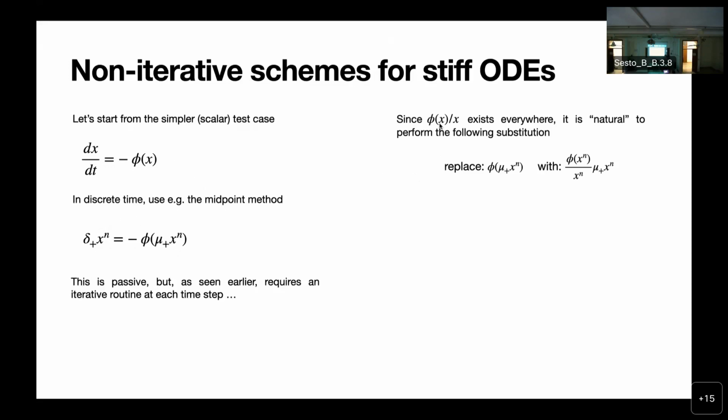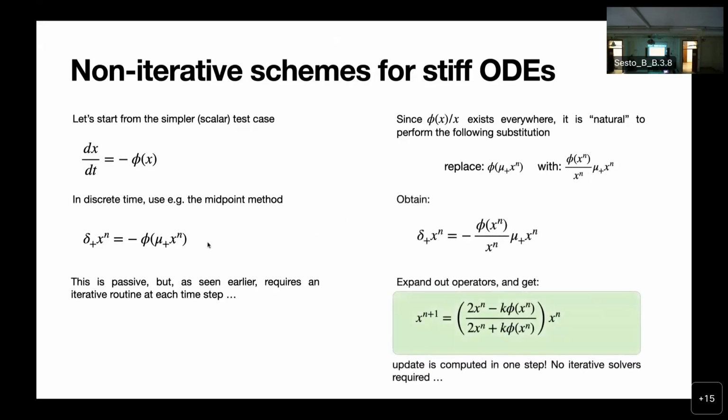Since phi divided by x exists, it is somehow natural to replace phi of mu plus xn with phi divided by x times mu plus x. Remember that mu plus is an approximation to the identity, so phi divided by x times mu plus x is something that is consistent with phi. So that's the trick.